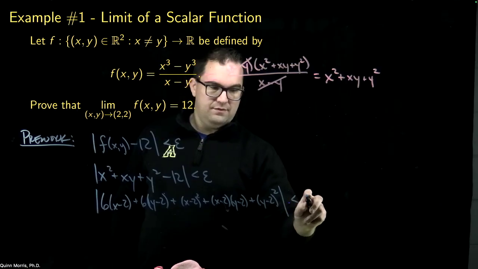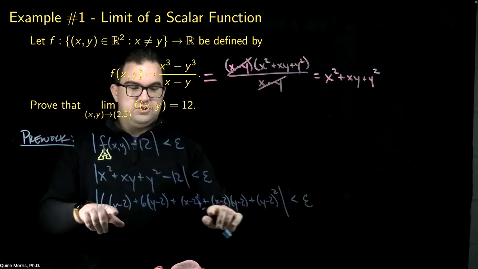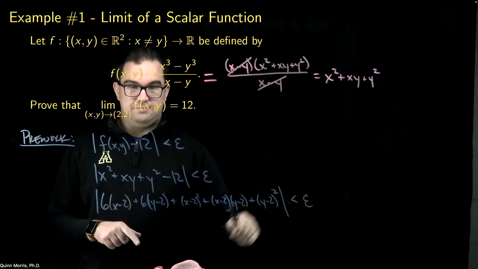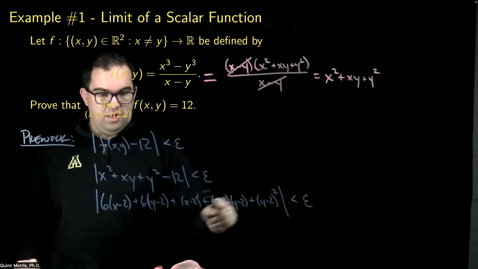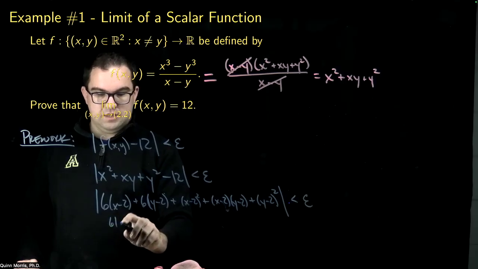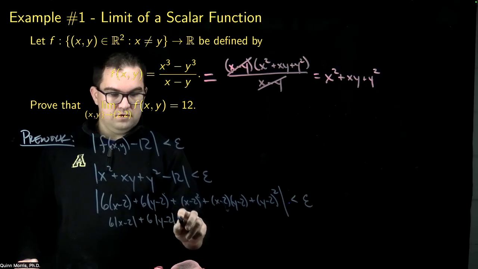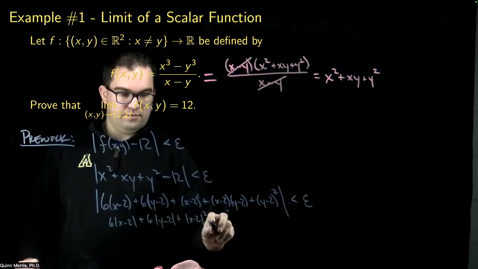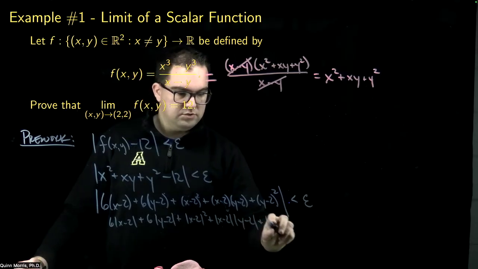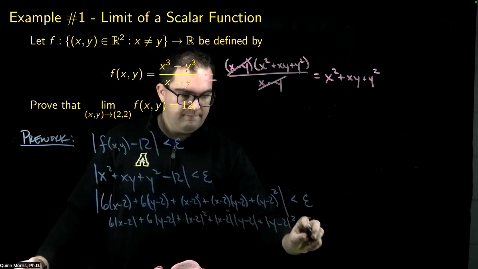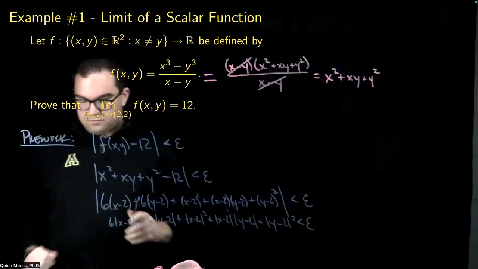You want to make that less than epsilon. Now, it would work also if you made something that's bigger than this less than epsilon. And so to make this side a little bit bigger, we could just apply the triangle inequality. So we get 6 times |x minus 2| plus 6 times |y minus 2| plus |x minus 2| squared plus |x minus 2| times |y minus 2| plus |y minus 2| squared. If I could get that whole thing less than epsilon, that would work.